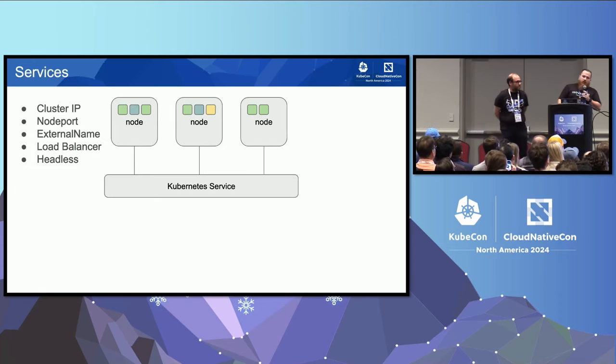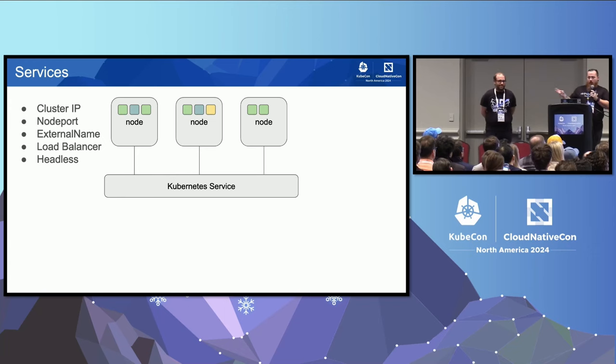So we did mention services when we talked about the Fight Club rules. There are several different types. We, again, have 30 minutes, so we're going to talk about the two big ones, cluster IP and node port.